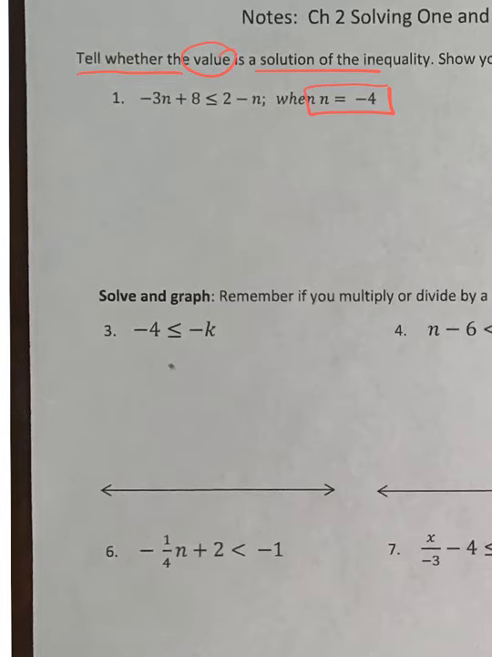Okay, so let's plug in -4 for n. So we've got -3. Remember, that means multiply. So -3 times -4 plus 8. And we want to know, is that a true statement? And then 2 minus -4. So wherever I saw an n, I'm putting in -4. And then again, I'm not solving, I'm evaluating each side of the inequality symbol and using PEMDAS, and then we're going to see if it comes out to be a true or false sentence.